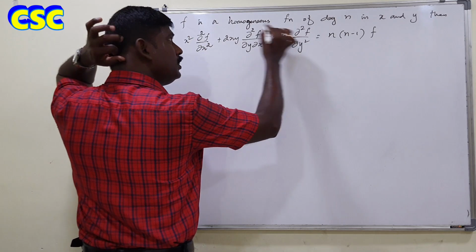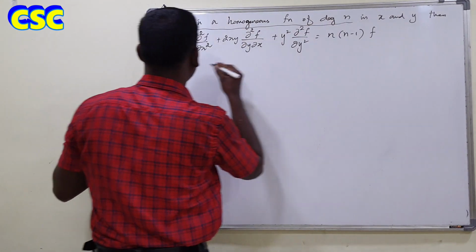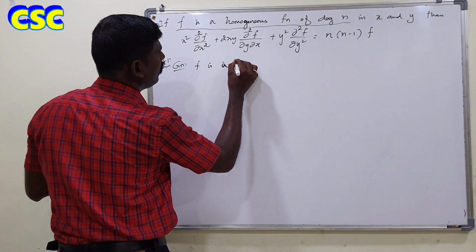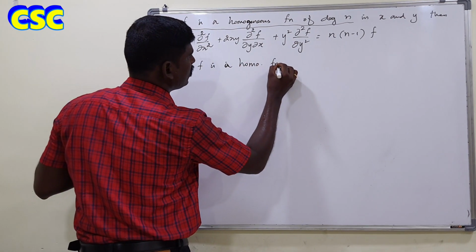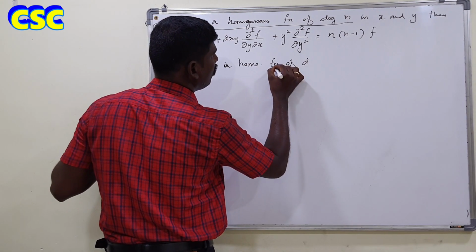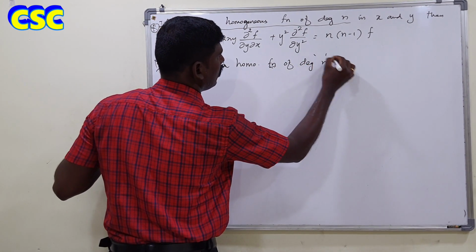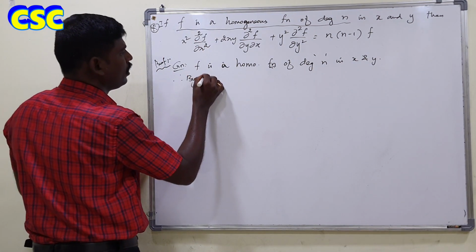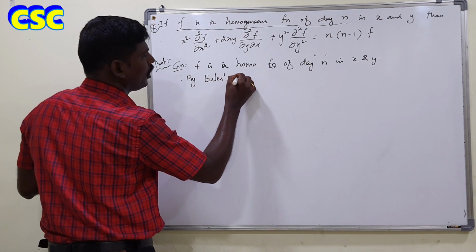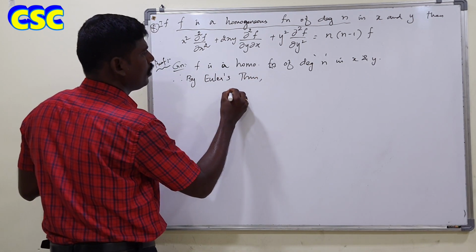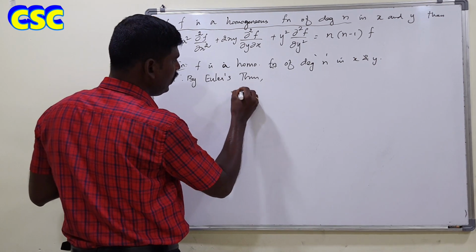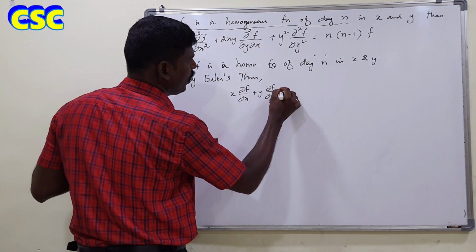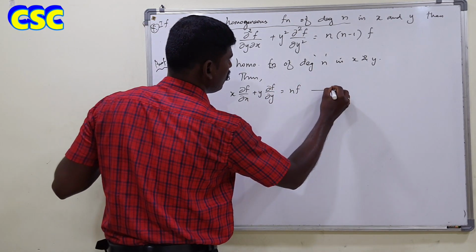What is given? f is a homogeneous function of degree n in x and y. Therefore, by Euler's theorem, what can you say? x into dou f by dou x plus y into dou f by dou y equals n into f, isn't it? Call this equation number 1.